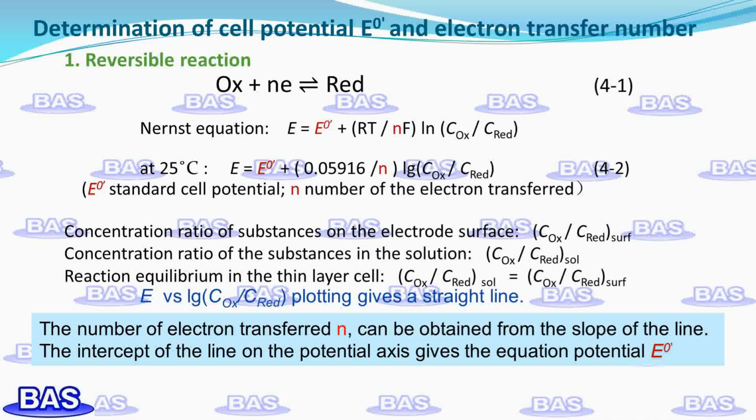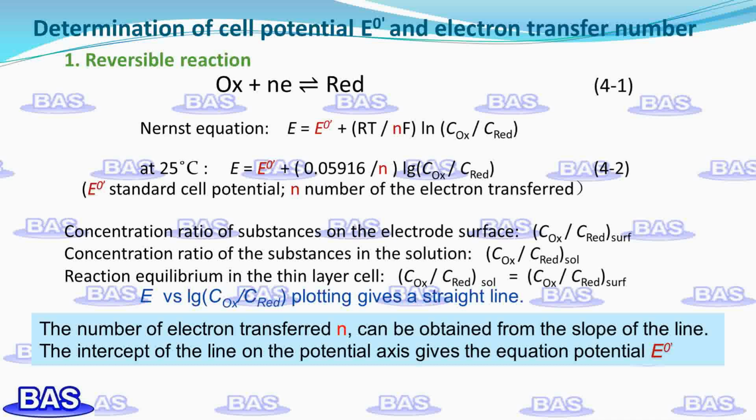Generally for thin layer cells with a thickness of less than 0.2 mm, electrolysis reaches equilibrium when the current decays to a minimum value, usually within 60 seconds. Therefore, the potential E can be plotted against the log of the concentration of the oxidized form per concentration of the reduced form to obtain a straight line. According to the slope of the line, the number of electron transfers n can be found.